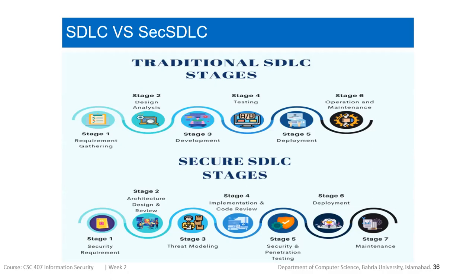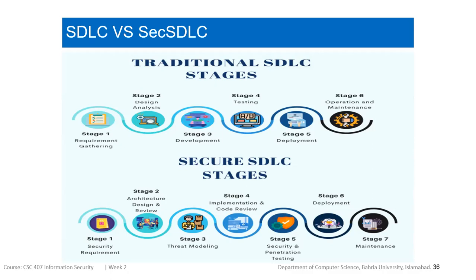Then in the third stage, development is undertaken and you start developing your software. In case of the secure software development lifecycle, you have to model the threats. You have to understand what the possible vulnerabilities are, what risks are involved, and you have to mitigate those risks as well. Then in the fourth stage, testing is performed. In the secure lifecycle, implementation and code are reviewed. You have already written the code, but you have to review which part of the code is vulnerable to security threats.